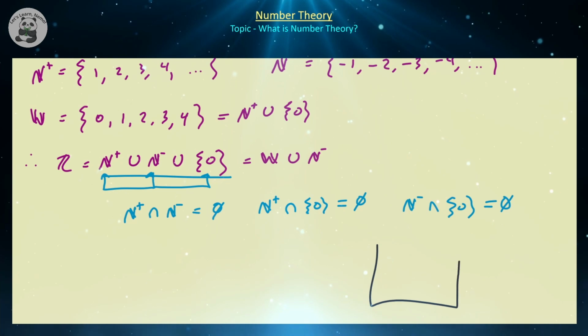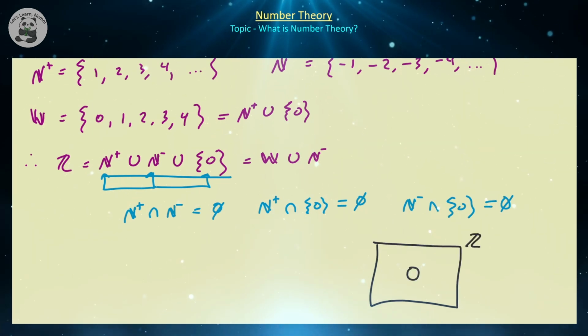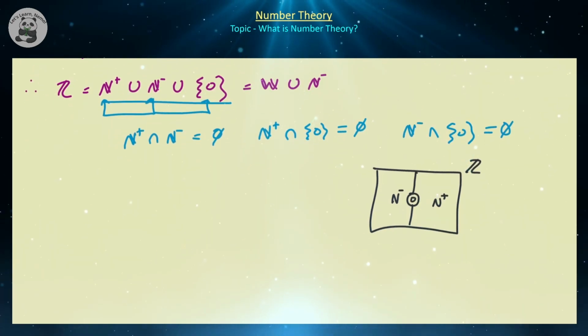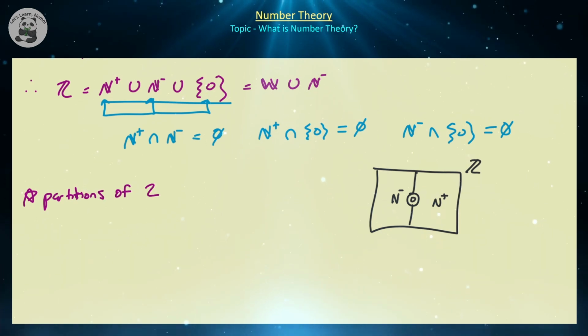If we look at this, for example, from a Venn diagram perspective, we have Z here, we have our 0 set in the middle, and on the left-hand side we have N minus, and on the right-hand side we have N plus. So we practically have a decomposition that does not have any overlap, and every element in Z is contained in exactly one, at least one and at most one, of each of these sets. So usually we say that these are what we call partitions, partitions of the set Z.